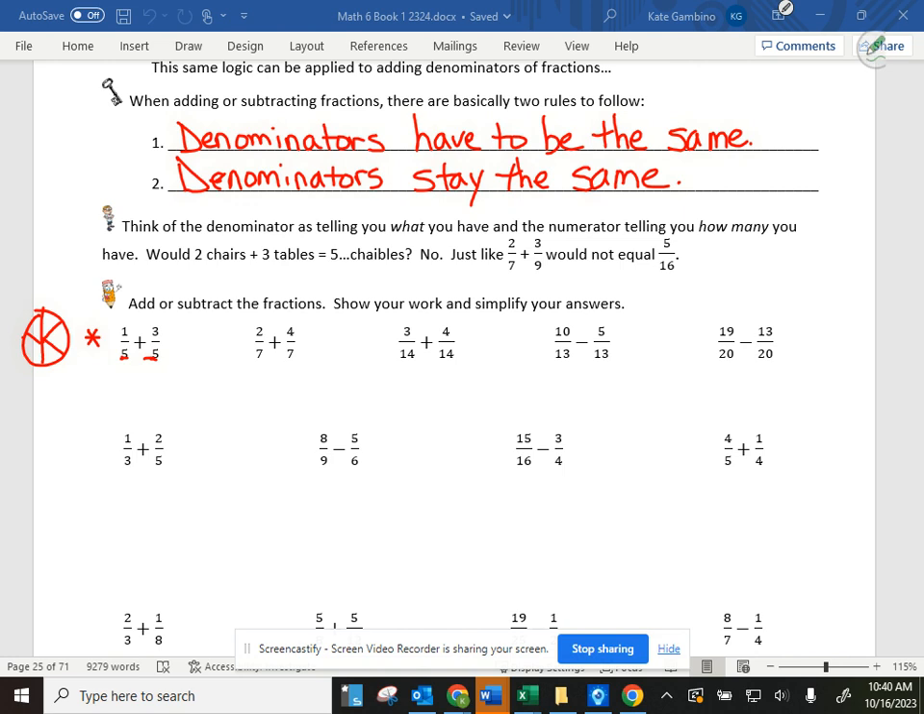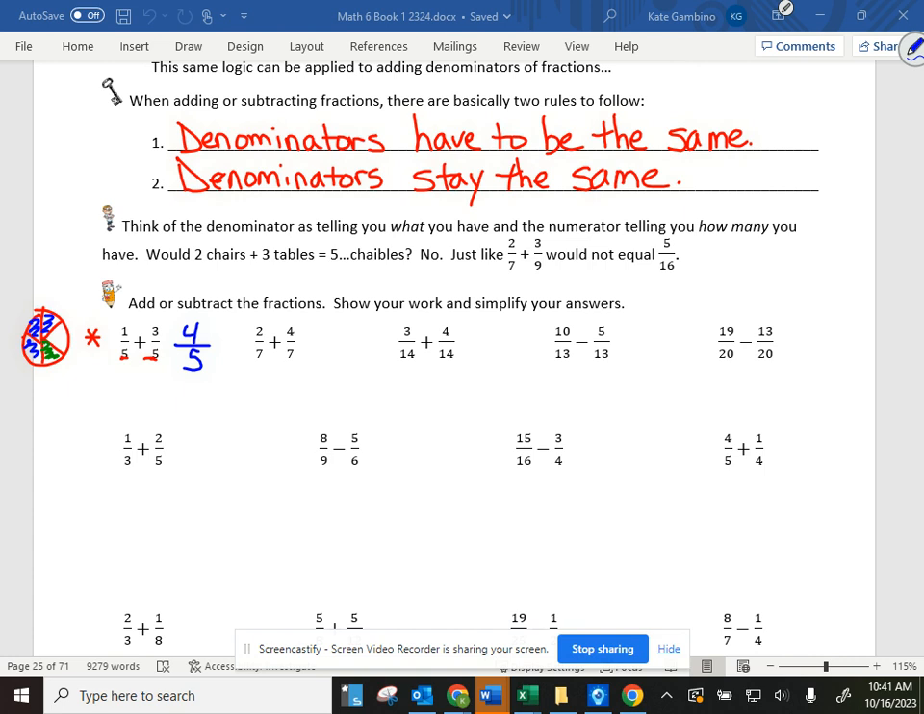And then if we're going to add them, we have 1 section plus 3 sections. We know that we have 4 fifths. That fifth stays the same. That circle is still broken into 5 sections. So the fifth always stays the same. That denominator stays the same. Our numerator is going to change. How many are we adding together? How many are we taking away? We're going to end with a different numerator, but it's still going to be out of the same denominator.